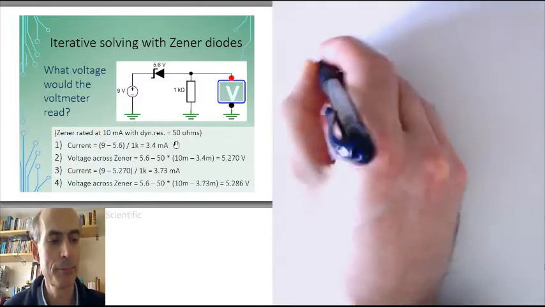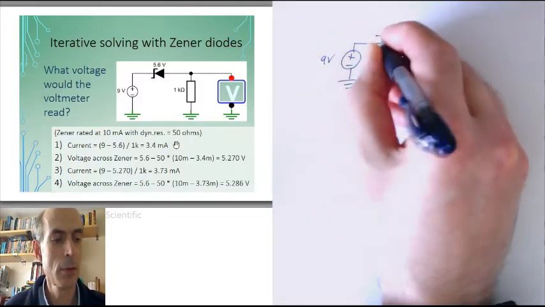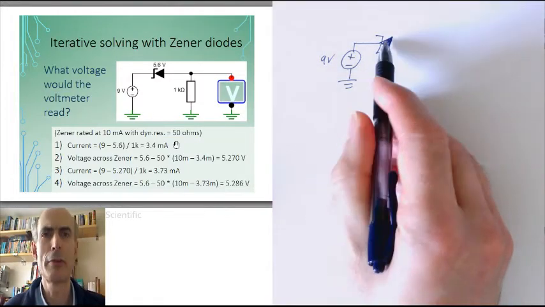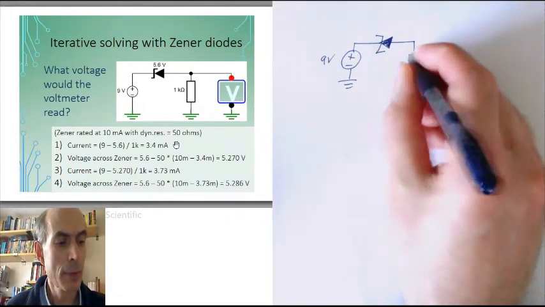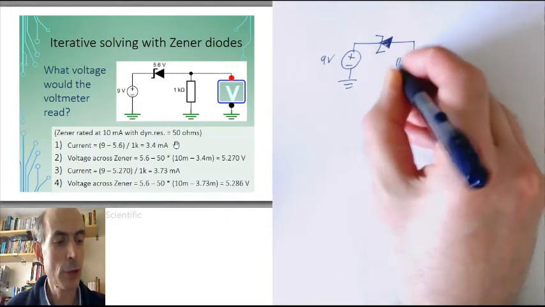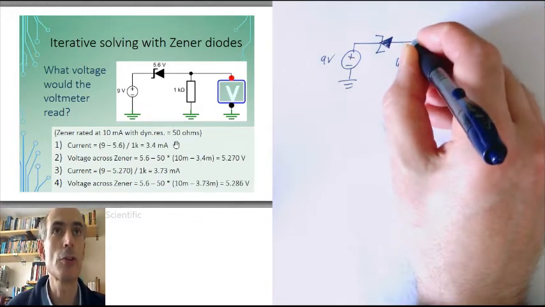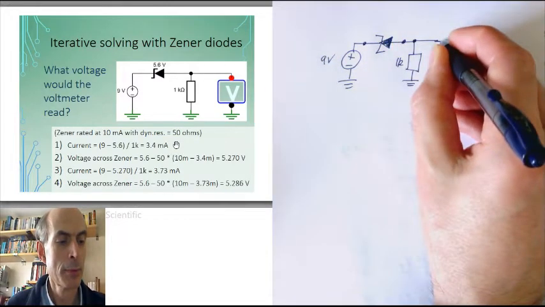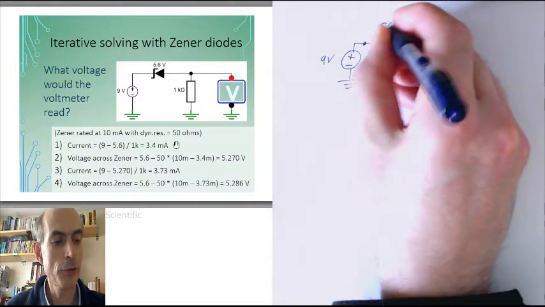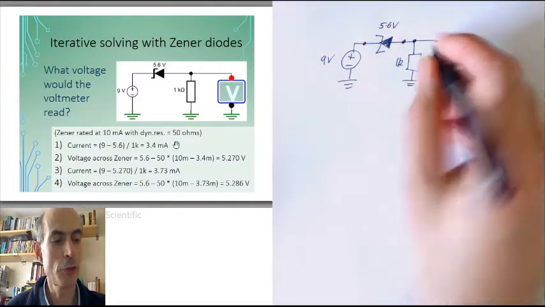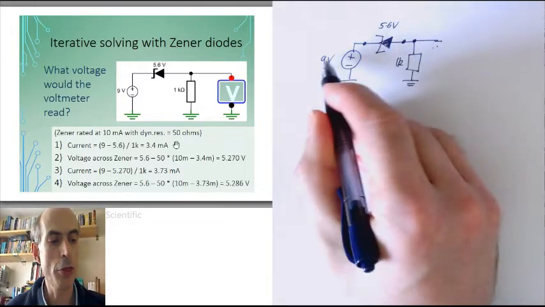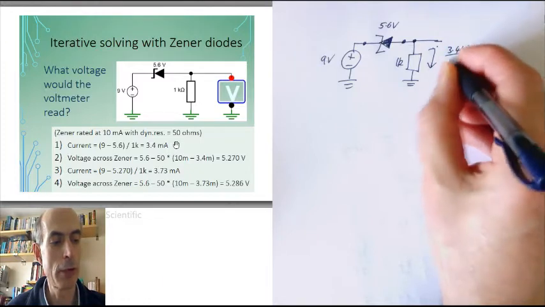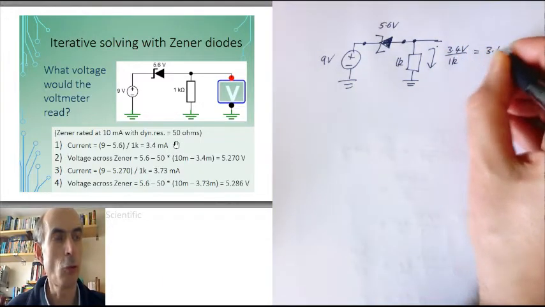I'll draw it out. By the way, this is the circuit symbol for a Zener diode. I'm not sure if I've specified that before. This goes down 1K, and we're interested in the voltage at this point here and the voltage across our Zener diode. Well, if this is 5.6 volts, then the voltage across the resistor is going to be 9 minus 5.6, or 3.4 volts, and therefore the current flowing down will be 3.4 volts divided by 1K, which is 3.4 milliamps.